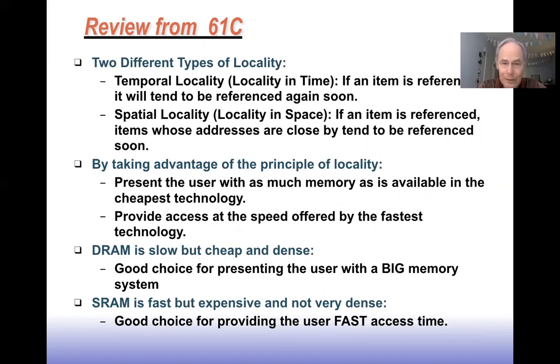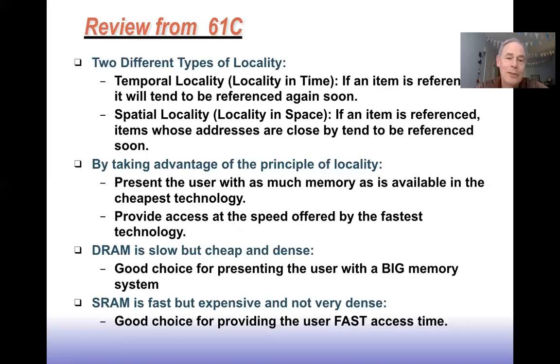And the reason caches work, and they work amazingly well, is that the programs that we write and run exhibit locality. And as a review, you remember that there's two different types of locality. There's temporal locality. This means locality in time. This says if a data item is referenced, it will probably be referenced again soon. So the probability of referencing a data item is higher if it's been referenced in the near past. Then there's spatial locality that says if an item is referenced, items whose addresses are close to it tend to be referenced also. So we know both of these are true.